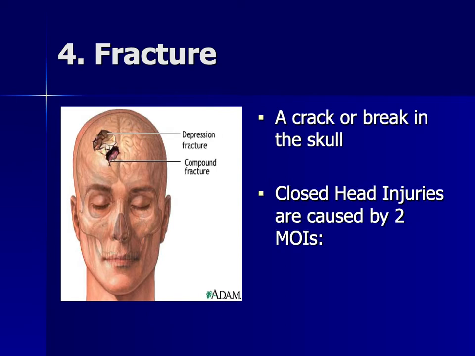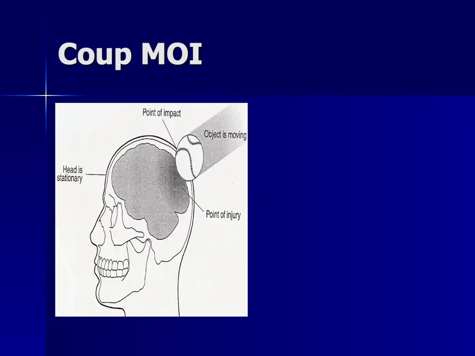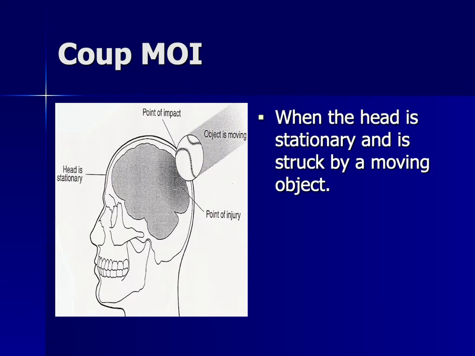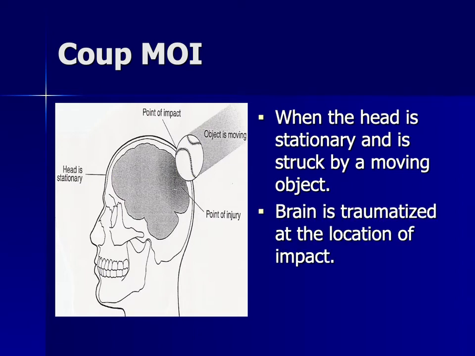All these injuries typically take place by 2 different kinds of mechanisms of injury, coup and contra-coup. So the coup mechanism of injury happens when the head is stationary and is struck by a moving object. So like in the picture, the person is stationary and gets hit by a baseball. The brain is traumatized at the location of the impact.